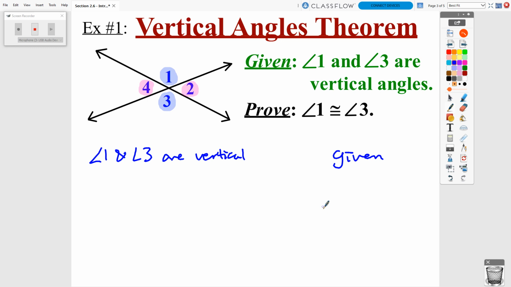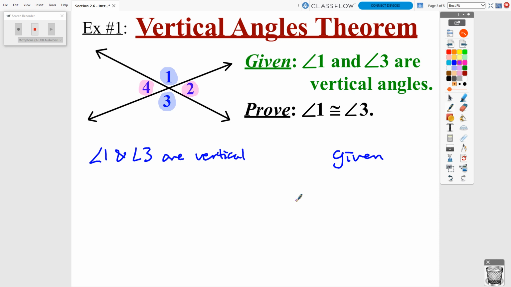And so now I need some help here, right? I need to bring together angle 1 and 3, but I can't just instantly say they're equal because of the vertical angles theorem, because that's what I'm trying to prove. I can't say the vertical angles theorem is true because of the vertical angles theorem. That's called circular reasoning, and that doesn't work mathematically.